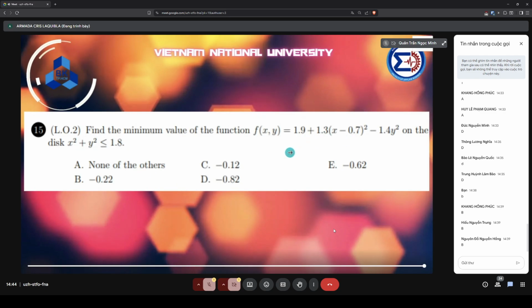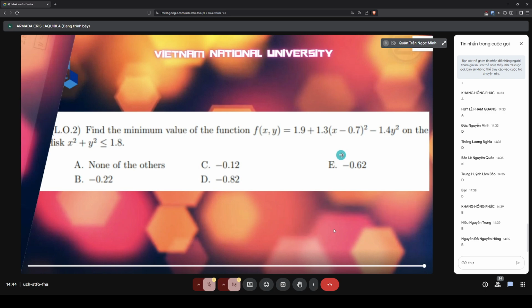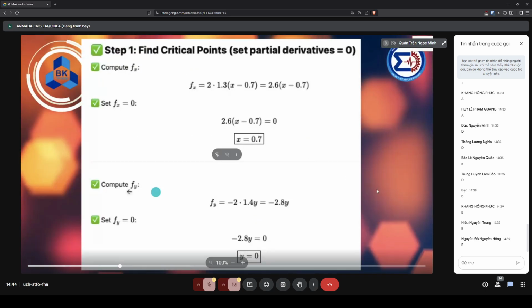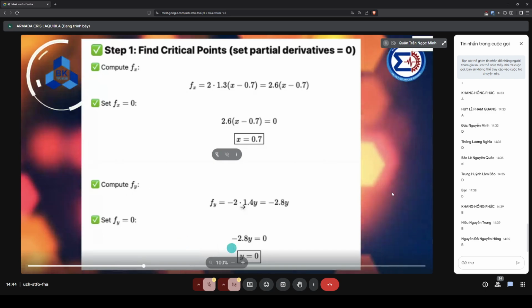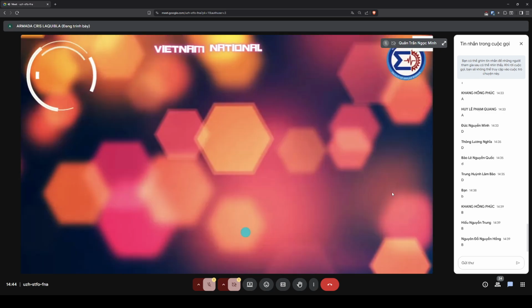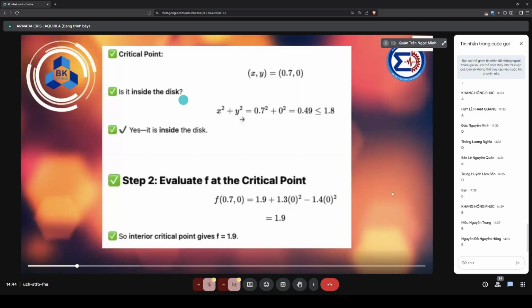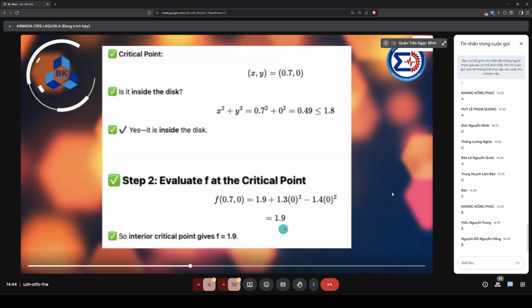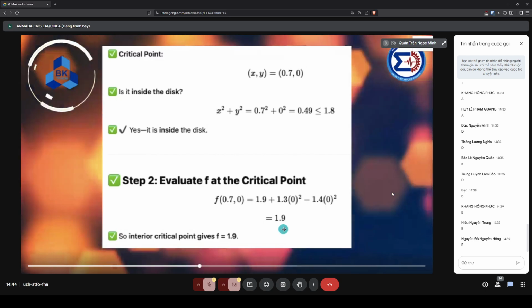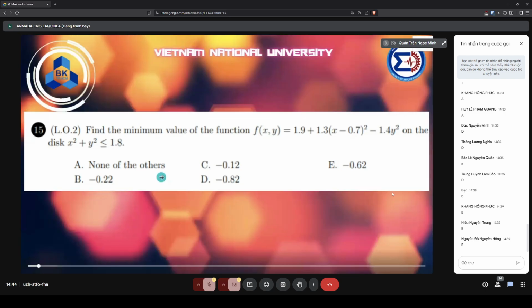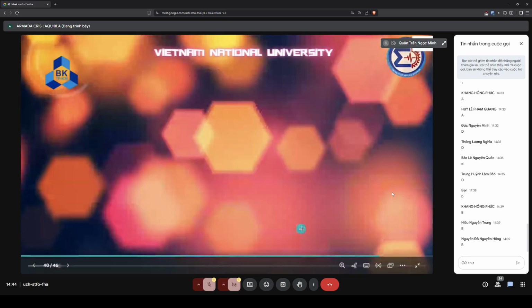So first we get the critical points. We have an fx, set that to 0. Your x is 0.7. Next, you get the fy, set that to 0. Your y is 0. So you have that point. You substitute it in your disk and it's inside. Now you substitute it in your f of xy and you have 1.9. Okay, so we will find other points. If it's smaller than 1.9, then this is not the answer because we are looking for the minimum value.